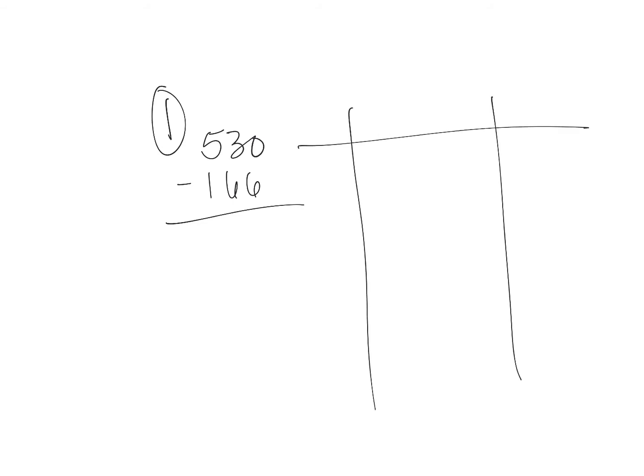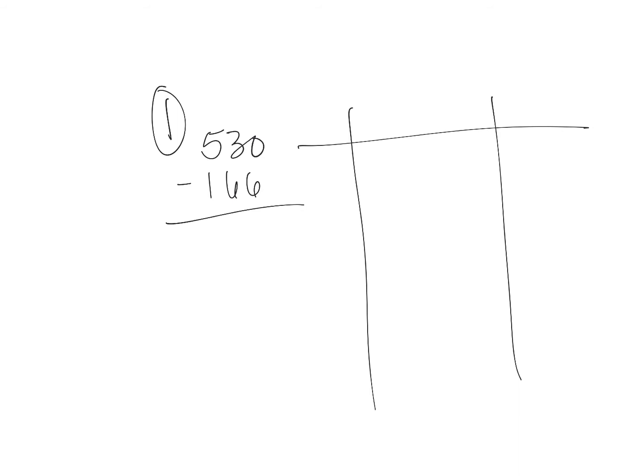We have 530 minus 166. Okay, so what we'll do is first off, we'll draw our place value chart. Oh yes, I forgot. Make sure you have out your whiteboards and your markers and erasers. Pause the video, and when you have that all ready, we'll push play to resume.